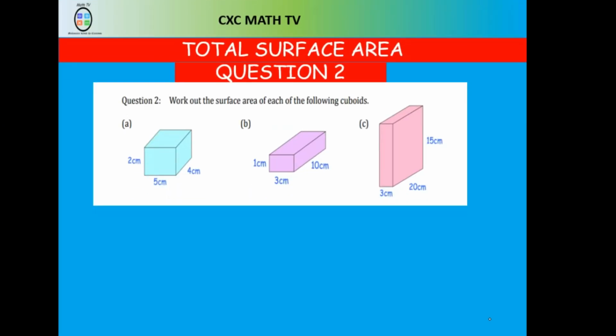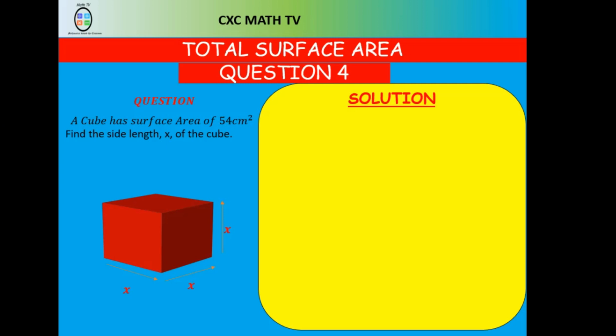All right, nice. Now, sometimes a question is going to seem as if it's a little more challenging, right? So a question like this, they tell us now a cube has surface area 54 centimeters squared. Find the side length x. Pause the video and attempt this.